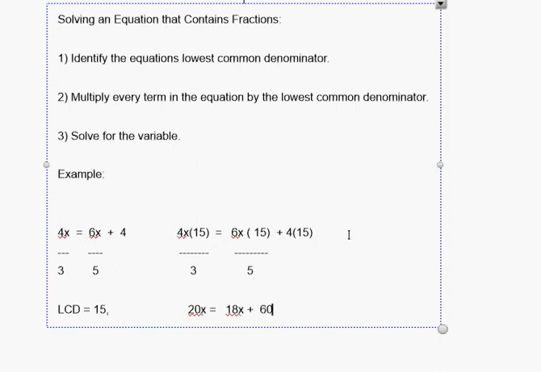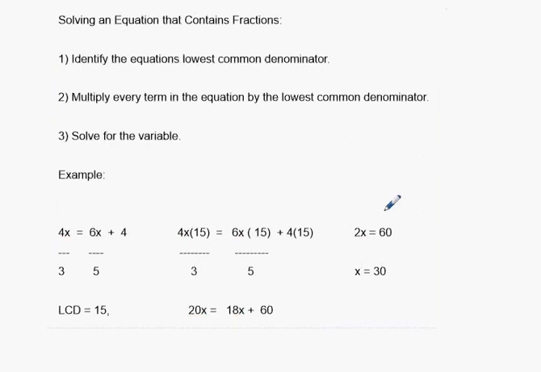Subtracting 18x from both sides of the equation, we get 2x equals 60. Dividing both sides by 2, we get x is equal to 30. And there's our final solution to this particular equation. And we solved an equation that contains fractions. Now, let's move on.